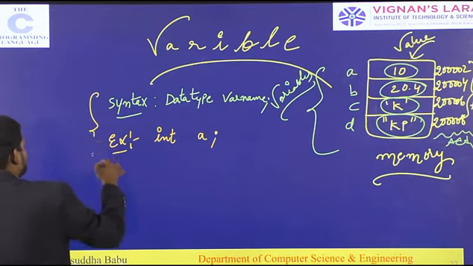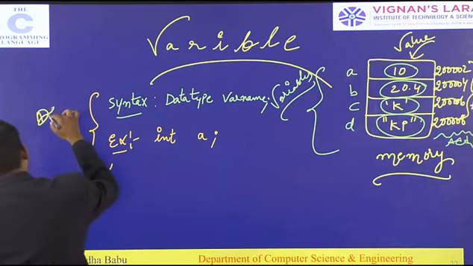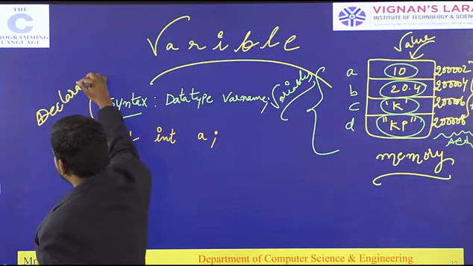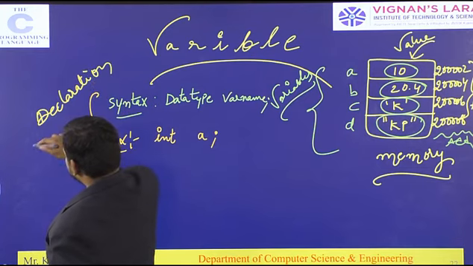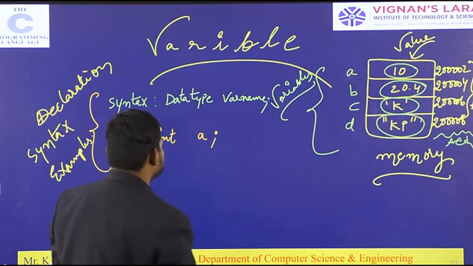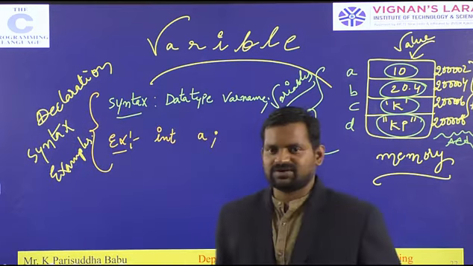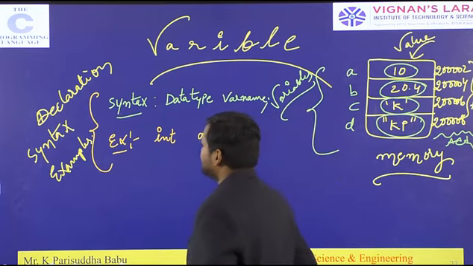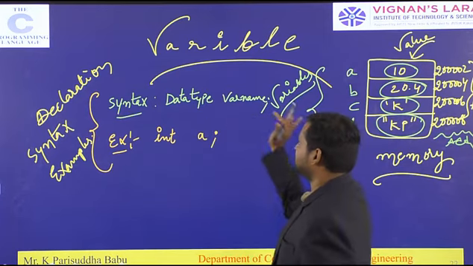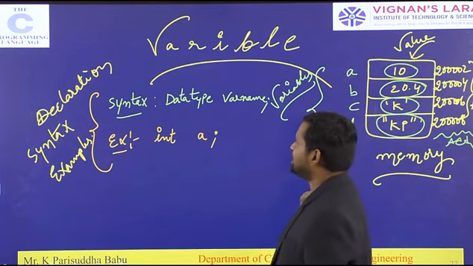The declaration syntax and examples. Declaration syntax and example of a variable: data type, space, variable name. Int space A.